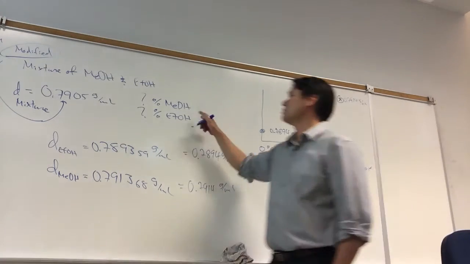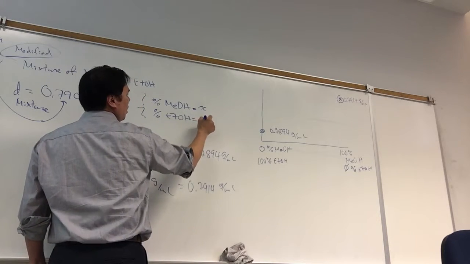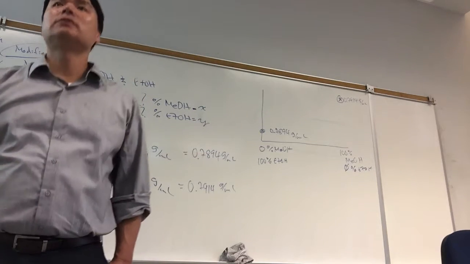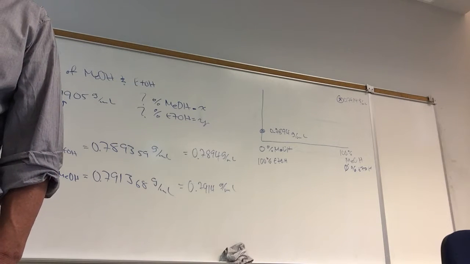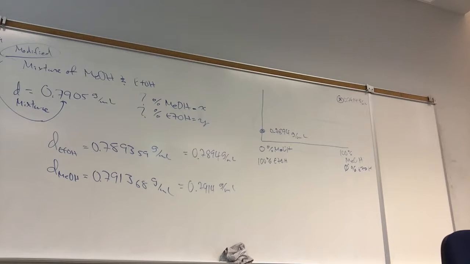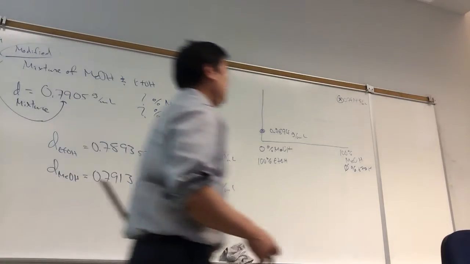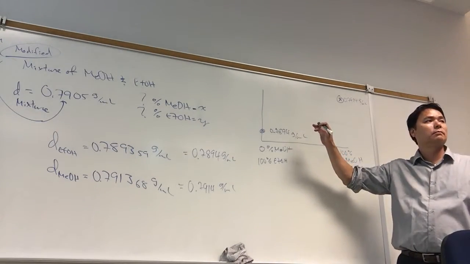We have two unknowns. We'll call methanol X, we'll call ethanol Y. I told you that there's not just a system of equations, there's a graphical method. This is the graphical method here. The graphical method is like this. Do you see the trend? This is our data. We're looking for a pattern. Do you see the trend?